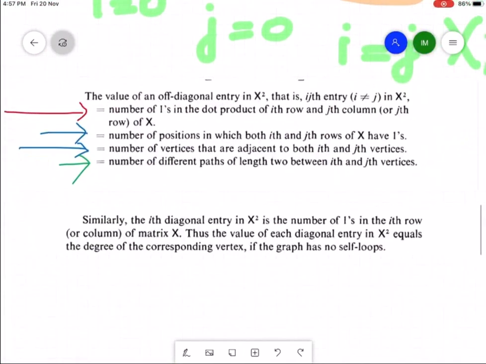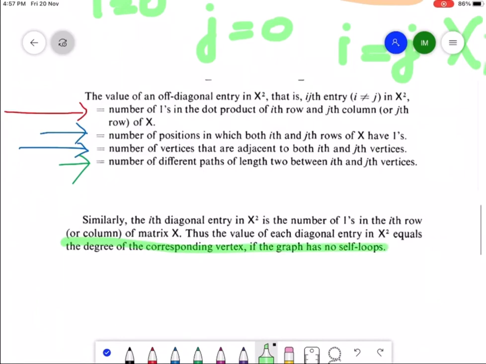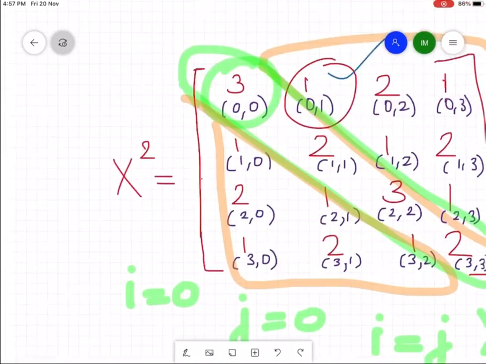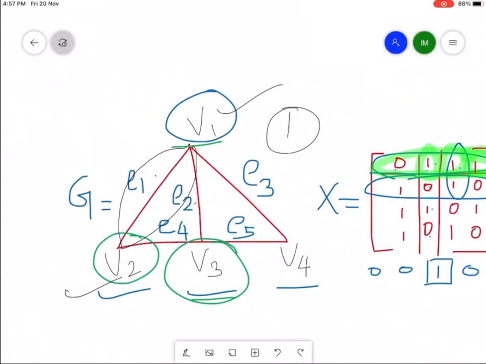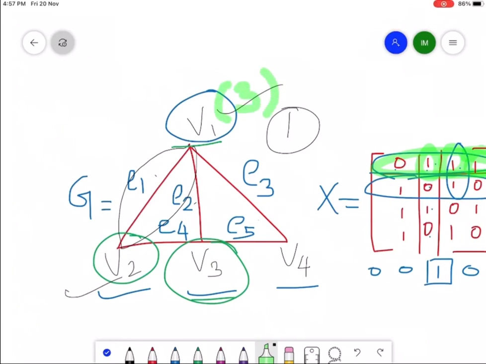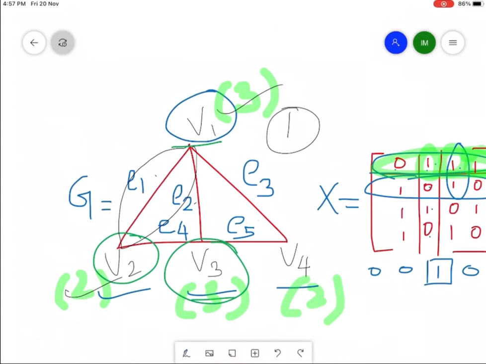And thus the value of each diagonal entry in X square equals the degree of the corresponding vertex if the graph has no self loops. Let's go back to our graph. Does the graph have any self loops? No. These are markings I gave, not self loops. And let's see the degree of v1, because we are considering the i equal to 0 row, right? What is the degree of v1? 3. Degree of v2 is 2, degree of v3 is 3, degree of v4 is 2. Right? So that is also our diagonal entry.